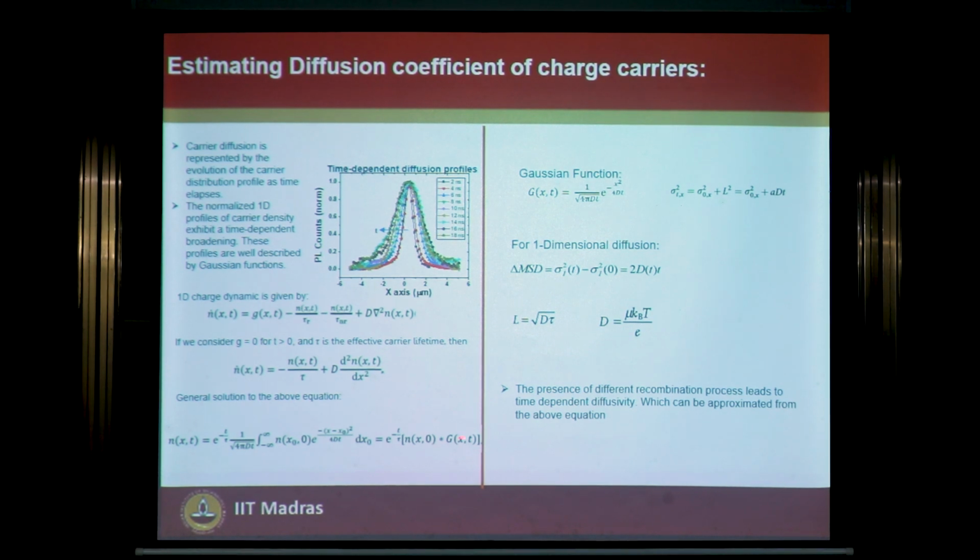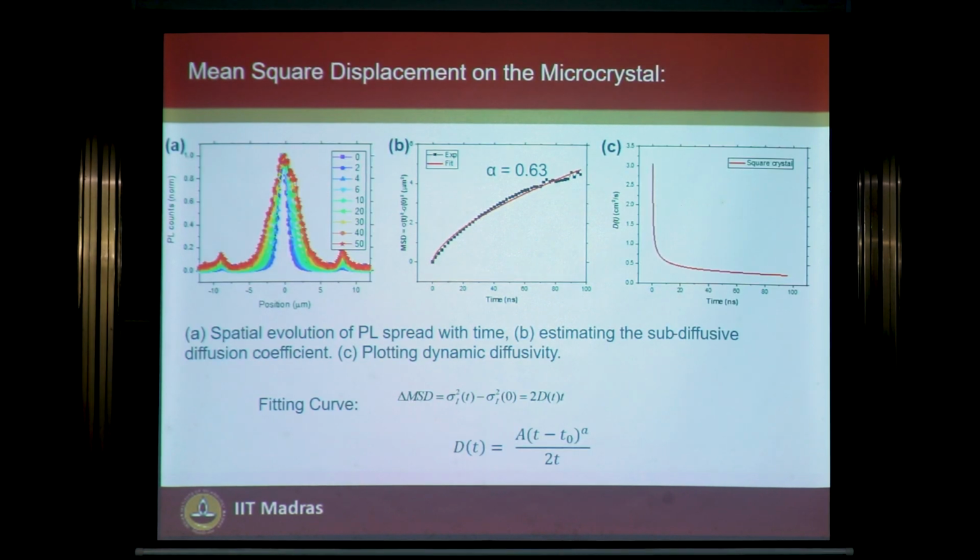The solution to this is just a Gaussian function, and for anything which is moving in a Gaussian fashion, one can establish its diffusivity by finding the MSD, which is the difference of the variance squared with respect to time 0. This is the equation we have used in calculating the MSD and diffusivity, and then by using just the Einstein equation we can estimate the mobility in this system.